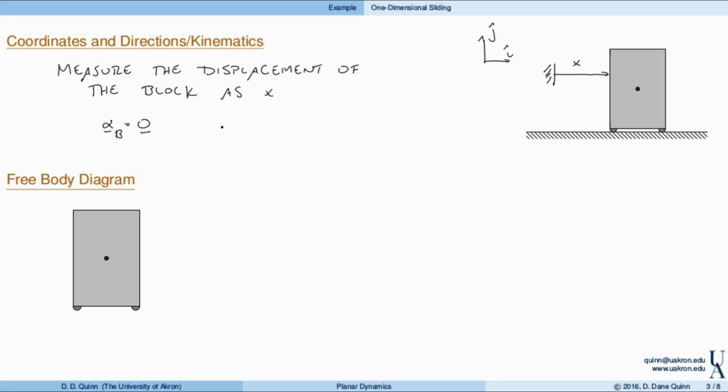And with this coordinate x, we find that the acceleration of the mass center of the block, so let's let g be the mass center, is x double dot in the i direction. So again, i is a measurement, and it's related to the acceleration as x double dot in the i direction. So these are the kinematics. Again, we've assumed no rotation. We found a way to measure the acceleration of the mass center. So now we'll turn to the free body diagram.